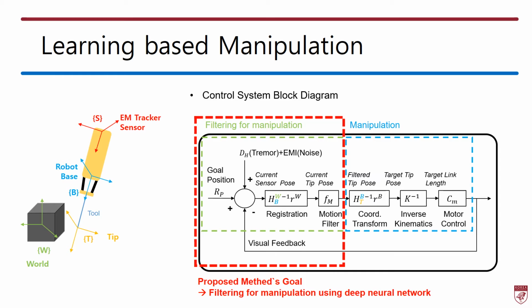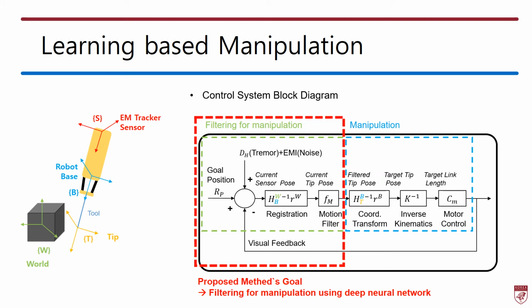In order to drive the handheld robot, it is necessary to perform coordinate transformation between multiple coordinate systems, filter design, and inverse kinematics and motor control. The block diagram can be divided into two sections.